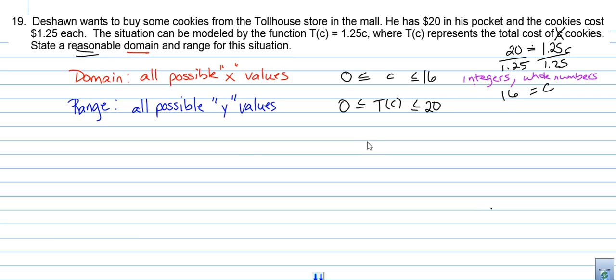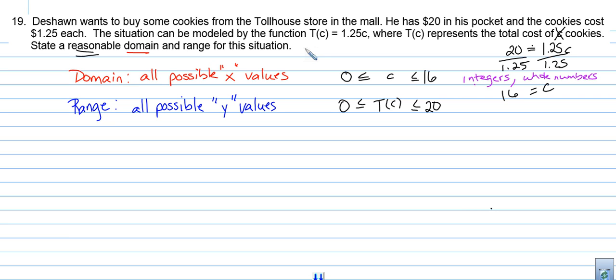Question number 20, the final question. Create a graph of this equation. Okay? Most of you will graph easier from y equals mx plus b. There's two ways, so I'll show you both ways.